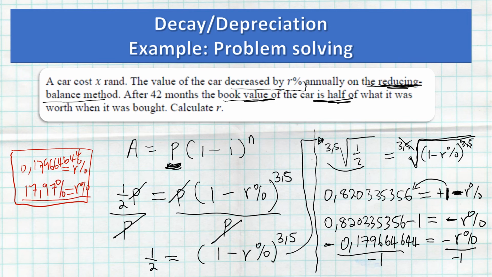17.97% as the rate of depreciation there. So we can now conclude that indeed the value of the car decreased by 17.97% on the reducing balance method. So that's basically how we do it, and it's quite a tricky question like that.